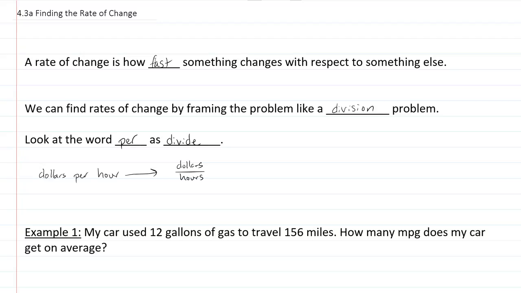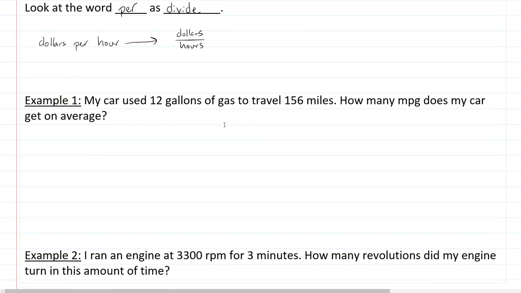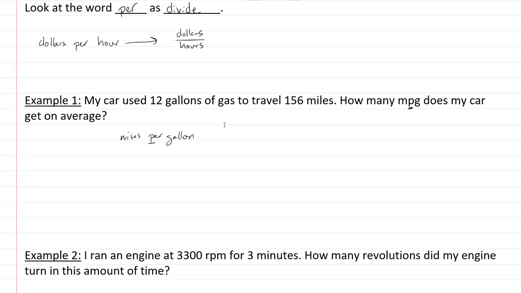So example 1. My car used 12 gallons of gas to travel 156 miles. How many miles per gallon, the P stands for per, does my car get on average? So if we look at the word per as divide, so miles per gallon, we have the miles on top and we divide by gallons. So this translates to 156 miles over 12 gallons.